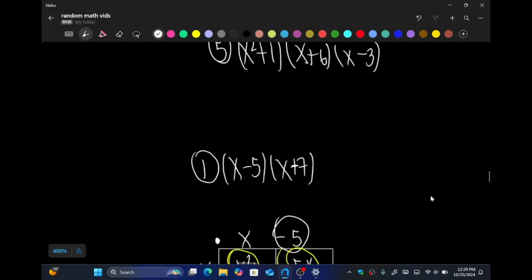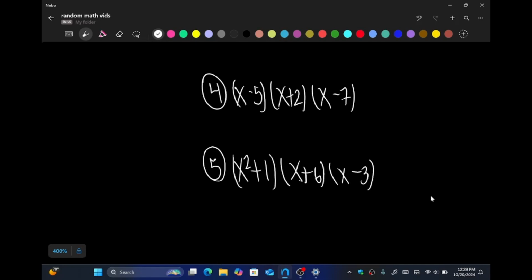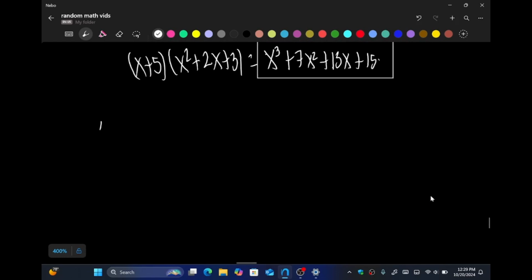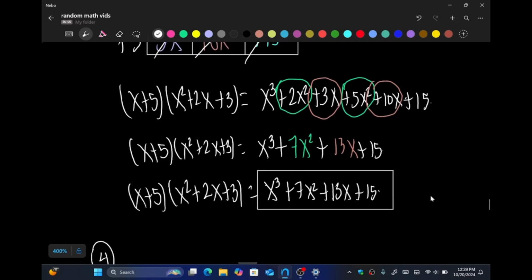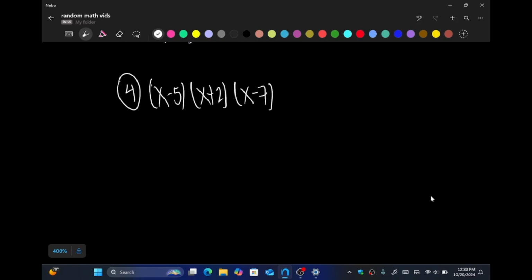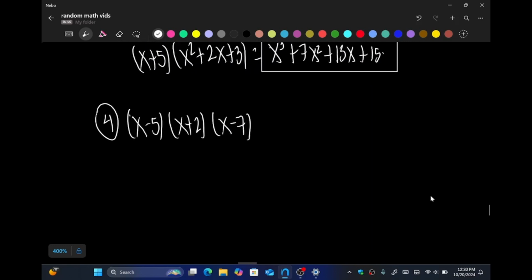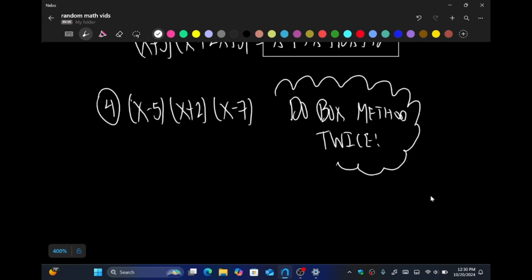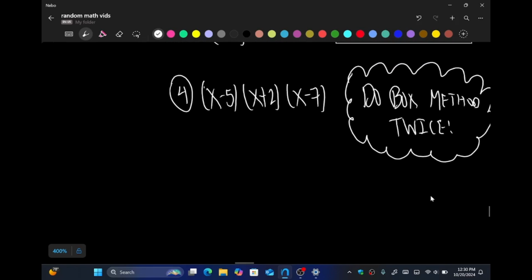Let's do number 4. So we only have about 2 more here. Now, number 4 requires doing the box method twice. So number 4 is a little bit more tricky. Let me write it down. Number 4 requires doing the box method twice. So you want to make sure to do that. It is a little more tricky. So we're going to do the box method for this, okay?